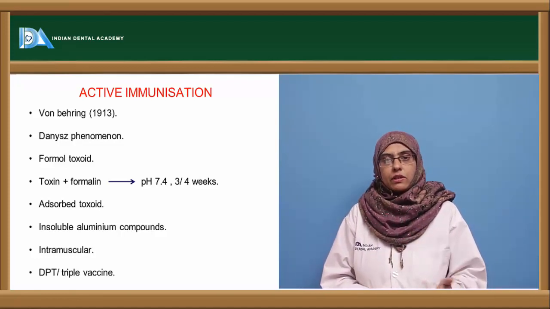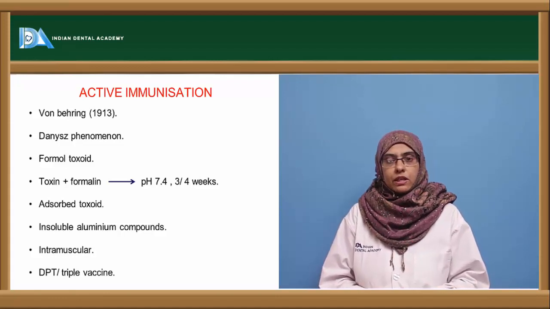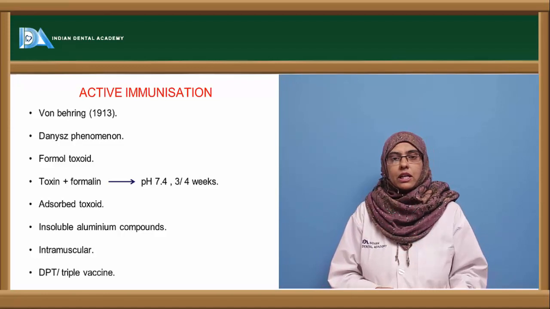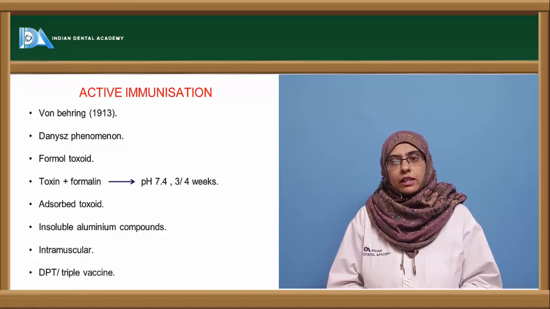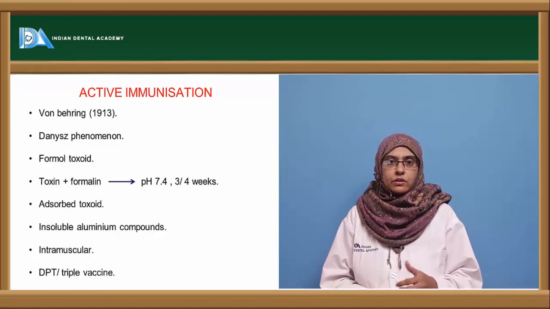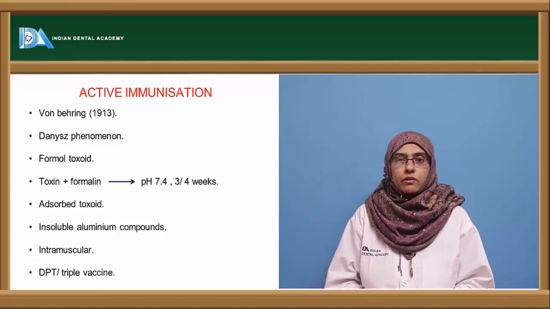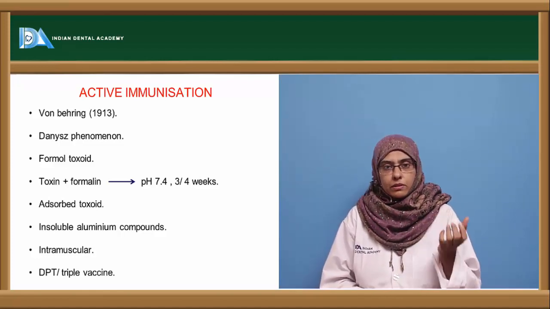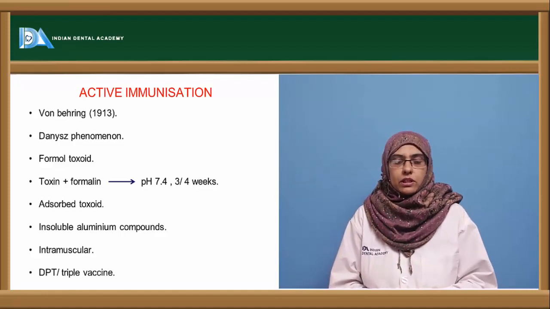So this can be given to immunize an individual. Apart from that, you can go with the adsorbed toxoid, where the toxins are usually adsorbed onto insoluble aluminum compounds. So we are not using any hydroxide over here, but insoluble aluminum compounds are mostly used to adsorb the toxin to convert it into the toxoid.